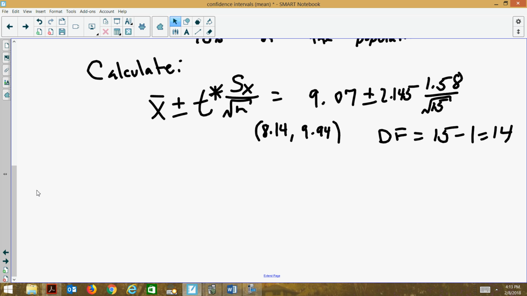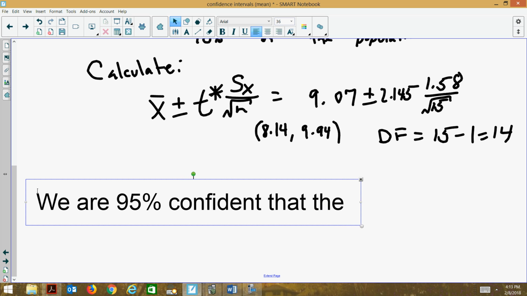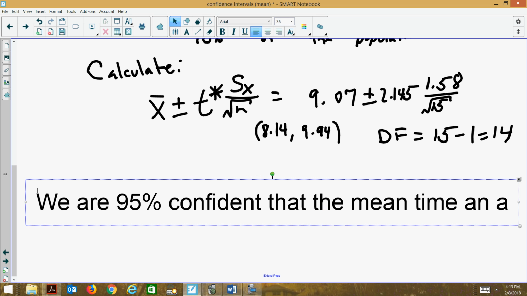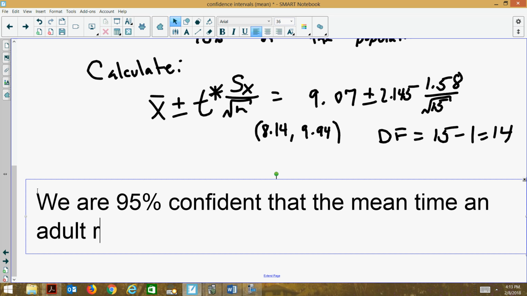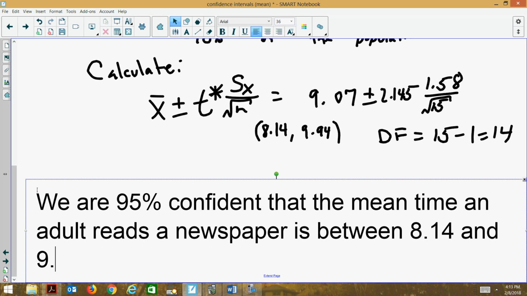So the interpretation would be, we are 95% confident that the mean time an adult reads a newspaper is between 8.14 and 9.94 minutes.